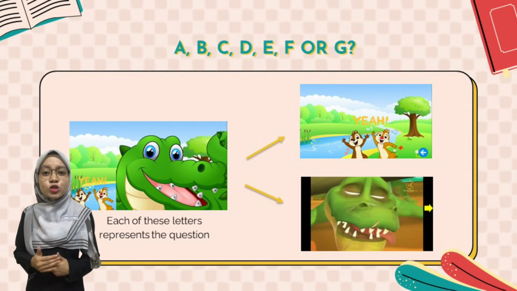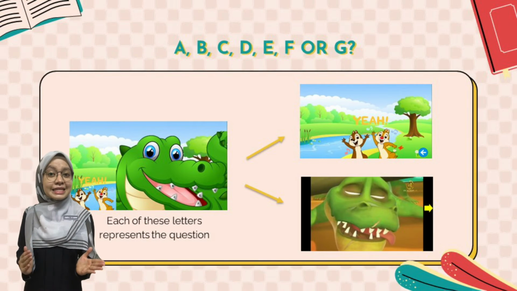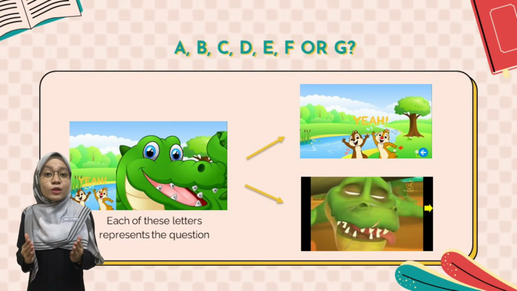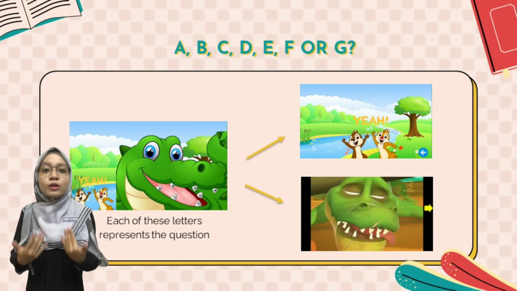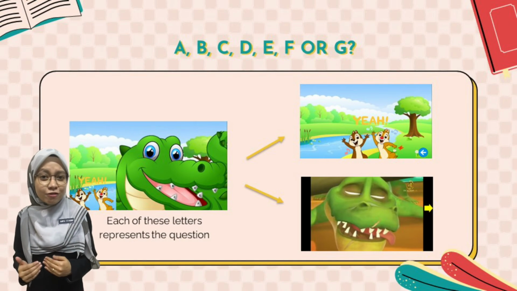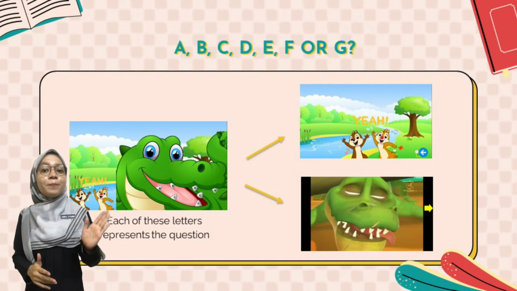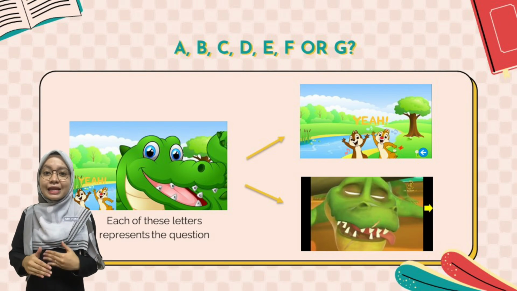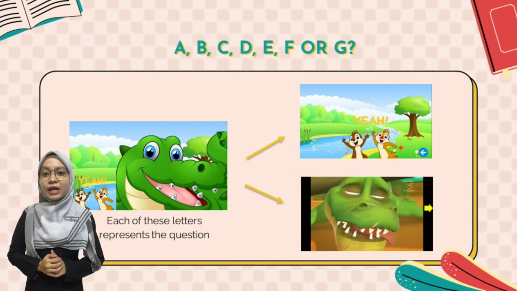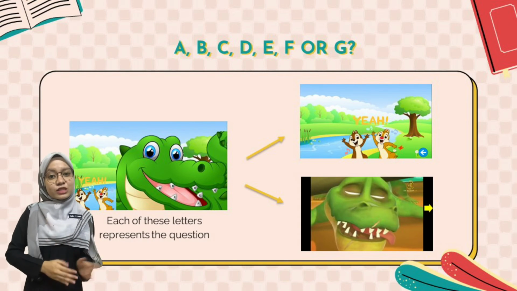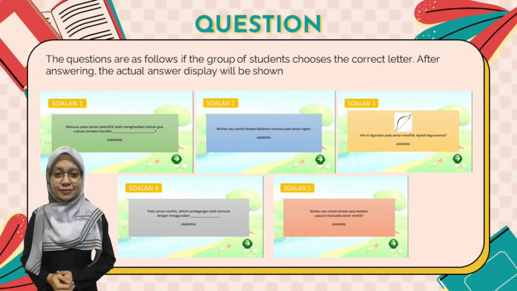If the group chooses the letter A, C, E or G, it will lead to a slide as above, where the group managed to get the question. If the group chooses the letter B, D or G, it will lead to a slide as below, where the group did not manage to get the question and lets the next group choose letters.